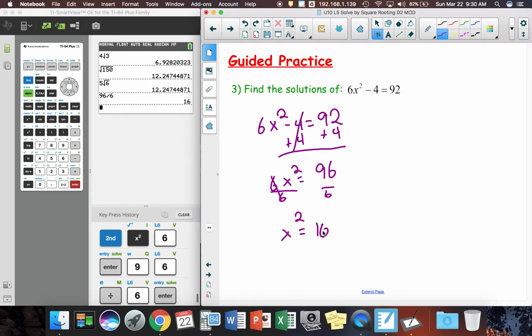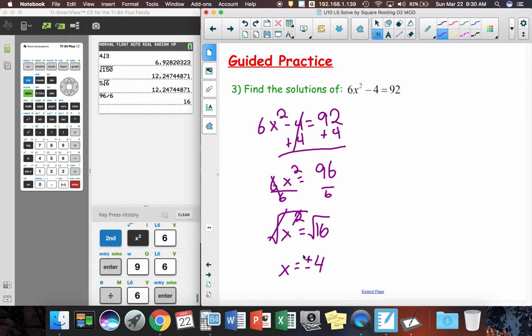Now I'm glad this problem came up because I want to talk a little bit more about why we have plus or minus. But for now, I'm going to take the square roots of both sides. Square root here, square root here. We have x equals, now square root of 16, that's a nice number. Again, 16 is a perfect square, so we just get 4. But again, since we took the square root of both sides, we need to have plus or minus 4.